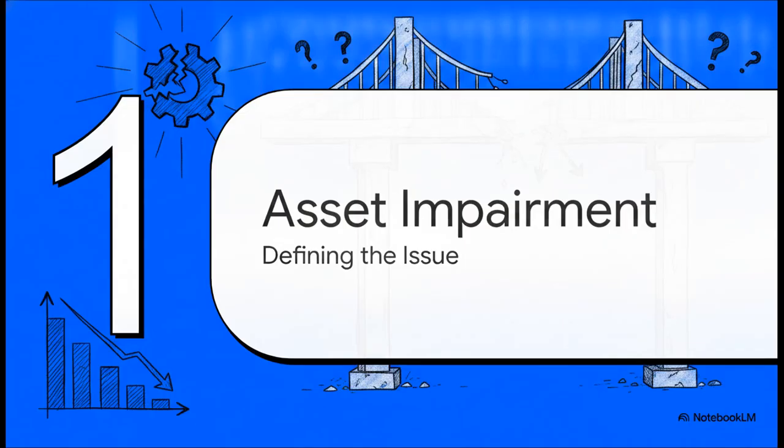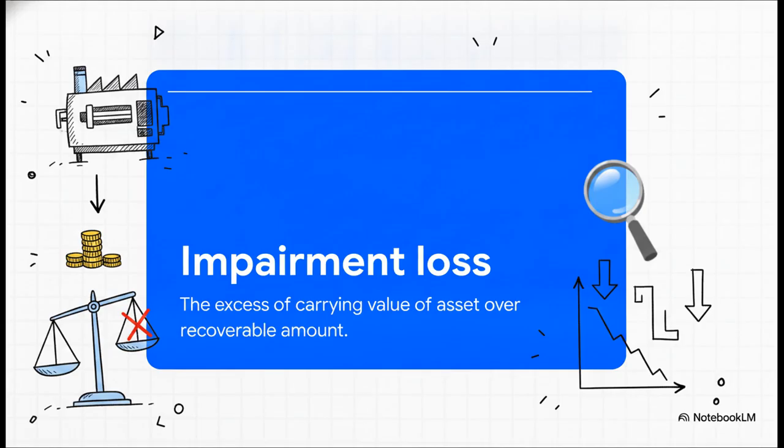Let's start with Section 1. What is asset impairment? We really need to define the baseline issue here. Okay, the golden rule here is that a company absolutely cannot carry an asset on its books for more than it's actually worth. An impairment loss happens when the carrying value of an asset, so the amount currently recorded on your balance sheet, is higher than its recoverable amount. If your books say a machine is worth $500,000, but its true recoverable amount has plummeted down to $300,000, well, you've got an impairment loss of $200,000. You literally have to write it down. It's a fundamental principle of prudence. We never want to overstate how healthy a business really is.